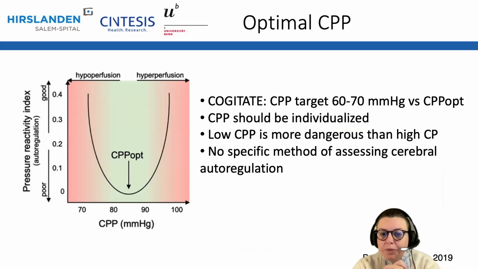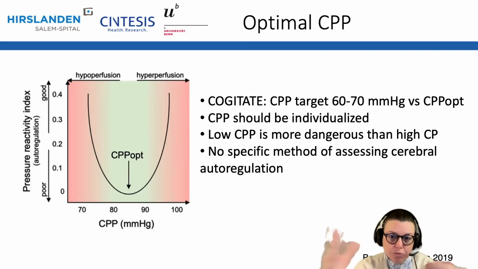Regarding the optimal CPP, the COGiTATE phase 2 RCT in TBI compares clinically the CPP targets of 60 to 70 with the optimal CPP for each patient. This study is currently ongoing, but a recent Delphi consensus on CPP targets in TBI demonstrated that CPP should be individualized to each patient. Obviously, we need more research to validate individualized and dynamic CPP targets.